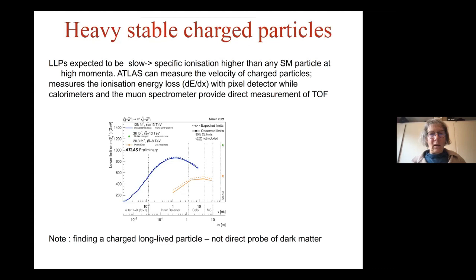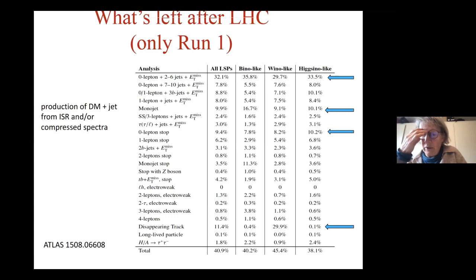There are also some searches for heavy stable charged particles, where you can have a lifetime of even up to 10 meters or even longer, particles that actually cross the detector. I remind you also that finding a charged long-lived particle is definitely not a direct probe of dark matter, but it gives you some information on supersymmetry.